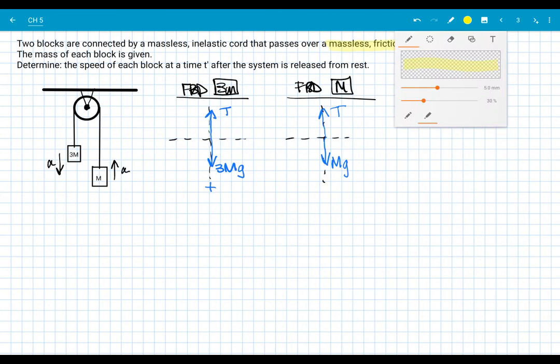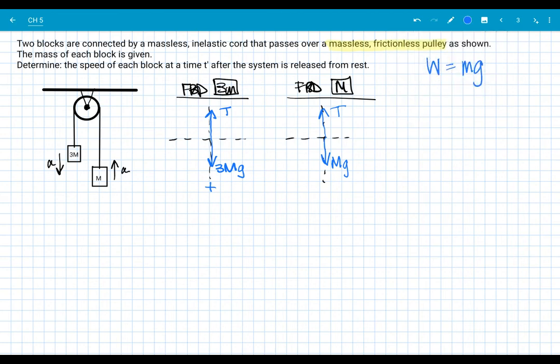All right, going back to this case here, now block m is accelerating upward. So I'm actually going to say upward is positive for block m. And you might say, isn't that using two different sign conventions for one problem? Not really.